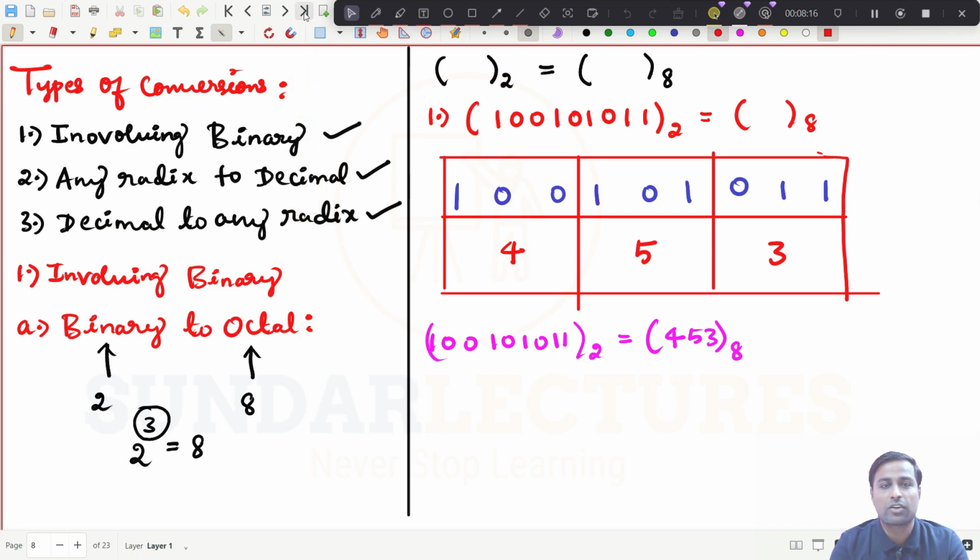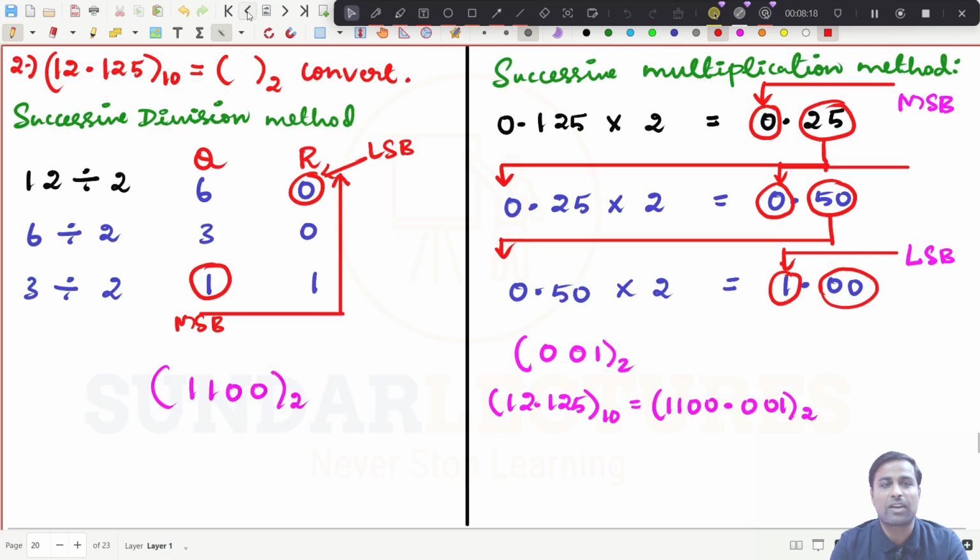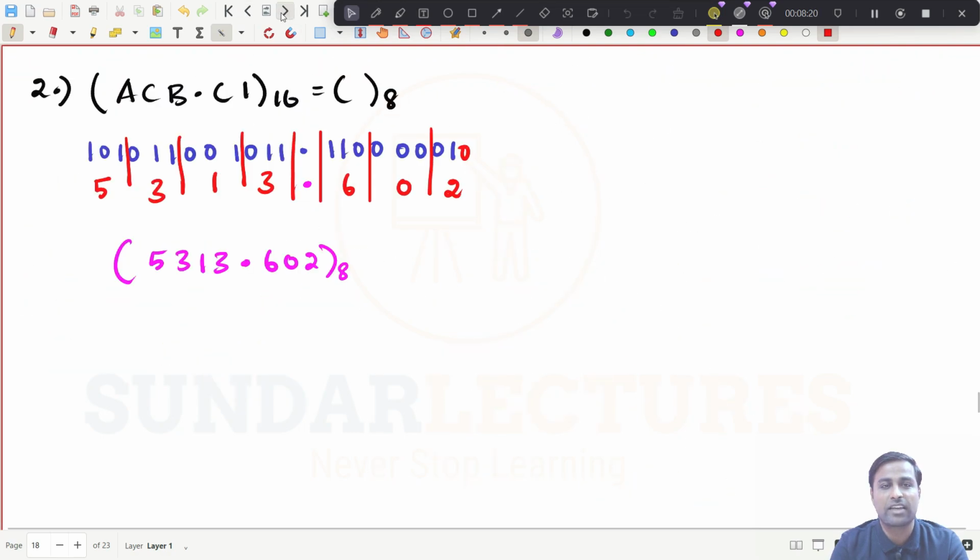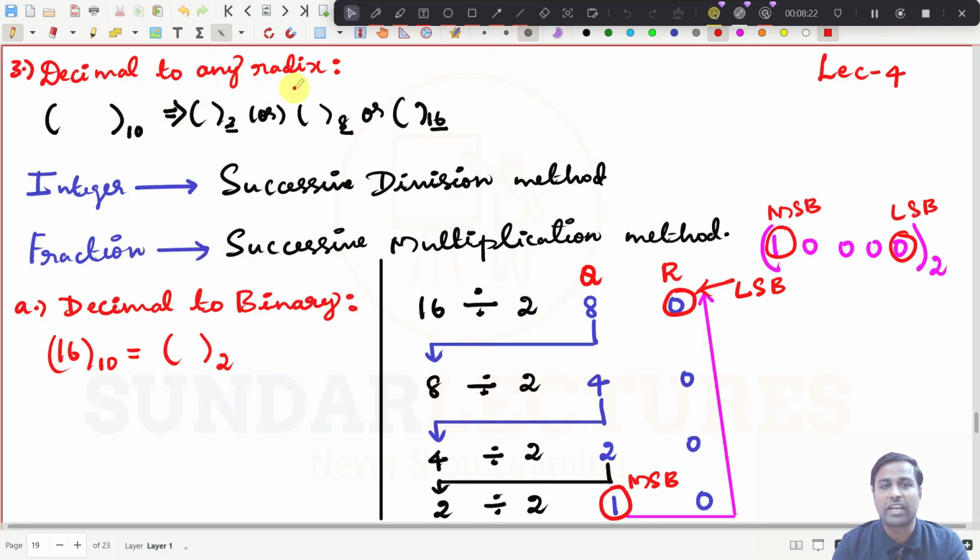So what are all the topics we have seen in this particular lecture? In today's lecture, we have taken decimal to any radix, and the procedure will be successive division method and successive multiplication method. What is successive division method? You have to divide the decimal value by the base of which number you are going to convert, and you divide this one, take quotient separately, and quotient has to be divided successively. Successive division has to be done for the quotient, and remainder will be taken as the answer.